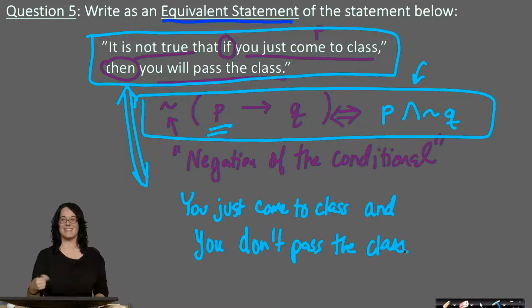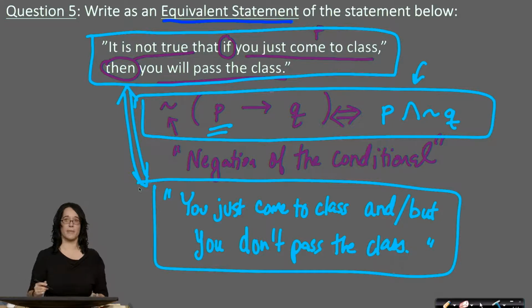Now, some people would say, that sounds kind of clunky. Couldn't I have also said but you don't pass the class, right? And but mean the same thing. So these statements should be what we call logically equivalent. The negation of a conditional is the same as the antecedent happens and the consequent does not follow, okay? So you come to class, but you didn't pass the test, so it wasn't a true if-then statement.